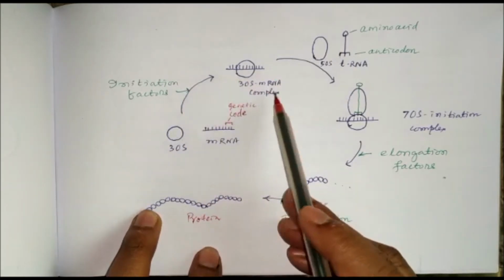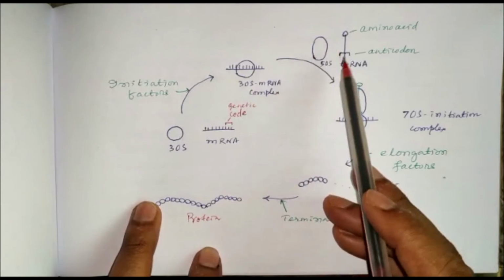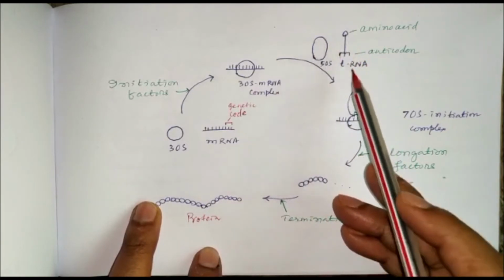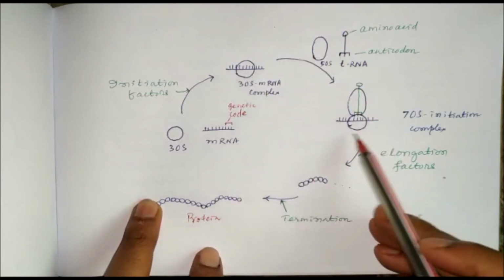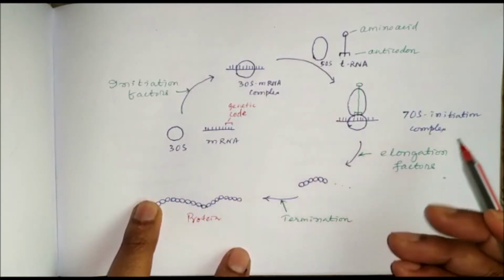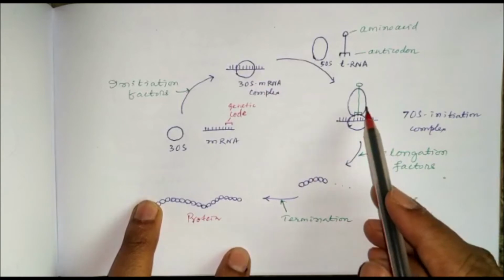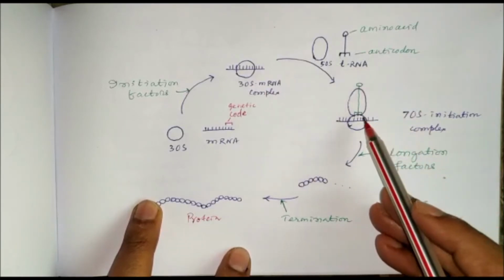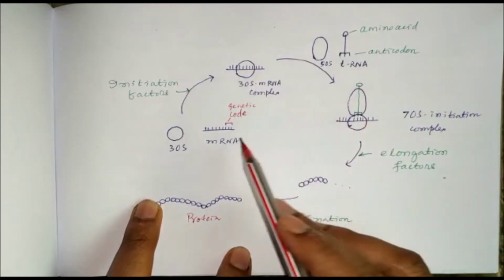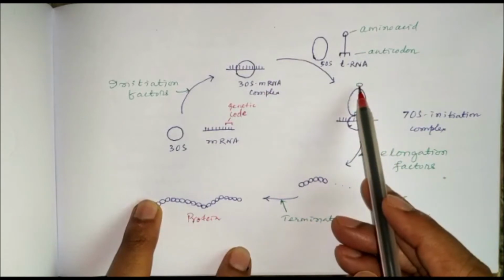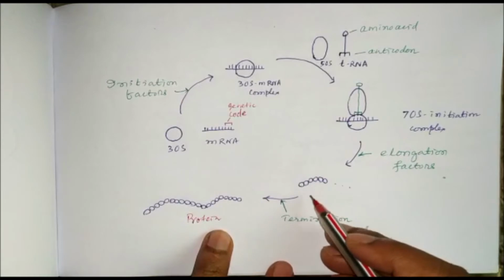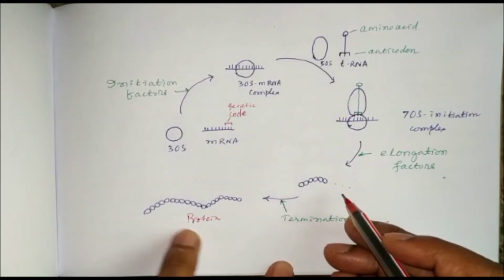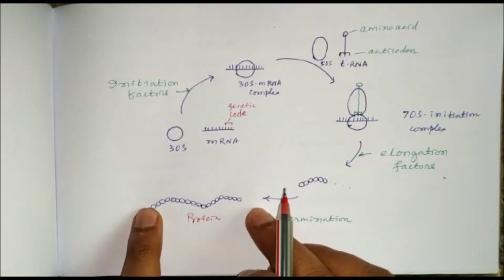First, messenger RNA will bind to the smaller subunit, say the 30S subunit, with initiation factors. That complex will be formed. Then the 50S subunit and transfer RNA: transfer RNA will bind to the 50S subunit, and the 70S initiation complex will be there. The anticodon of transfer RNA will recognize the codon present in the messenger RNA and supply the required amino acid. Required amino acids will come one after another, and the protein will be synthesized.